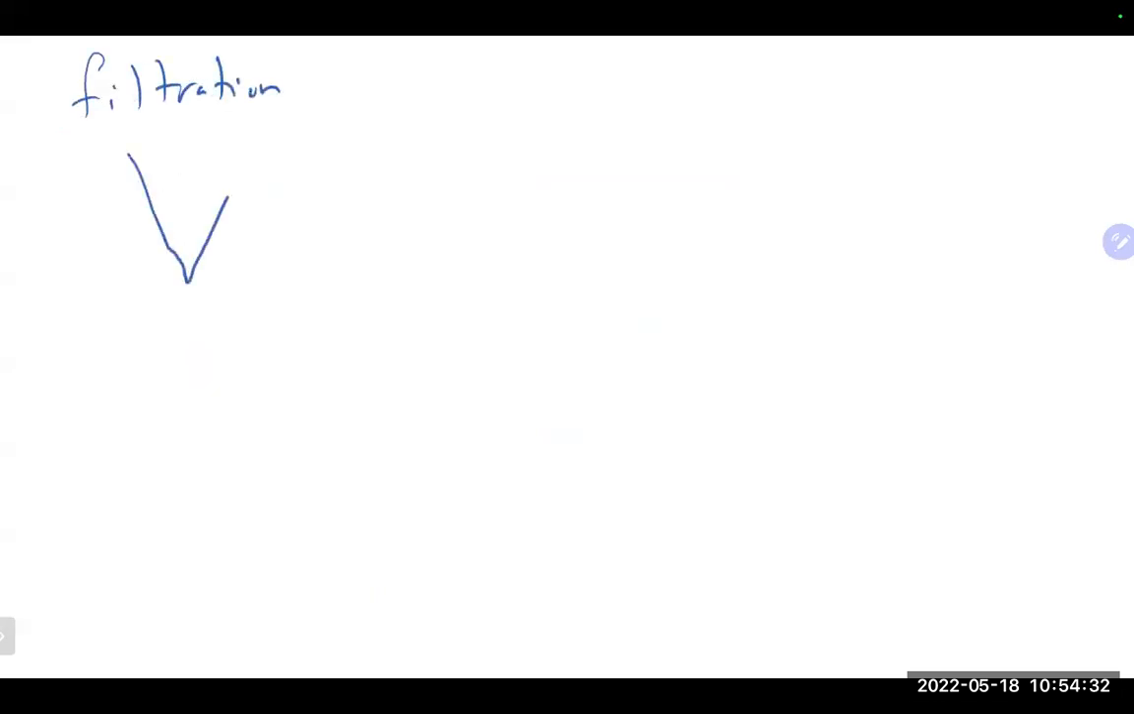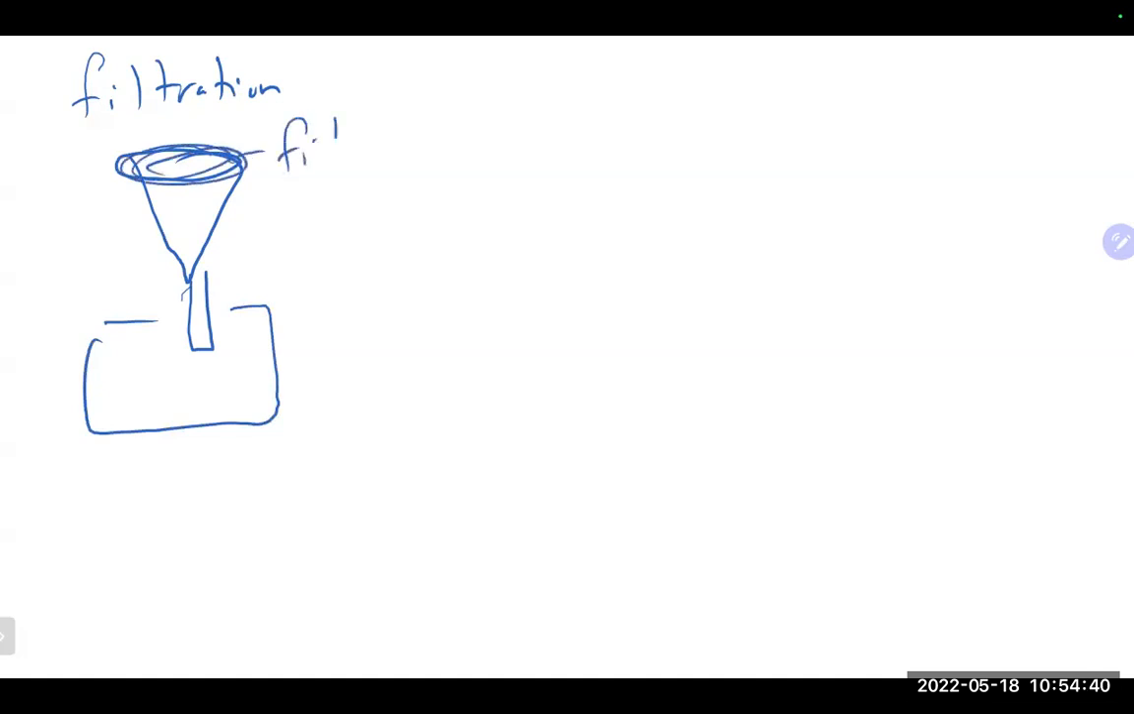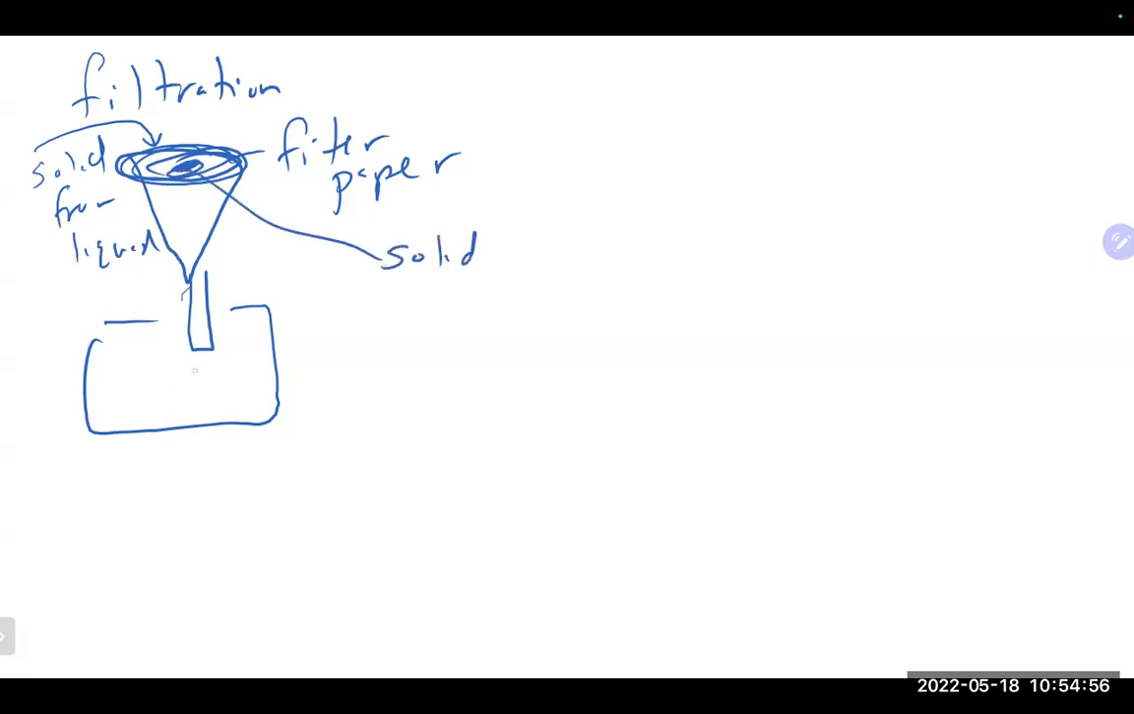Filtration is where we can take a funnel, with something underneath it, and put some filter paper in there. Filtration is a great way to separate out a solid from a liquid. If we took our sand, the solid would end up on the filter paper, and the liquid would go through. So with sand and water, we would end up with the sand on the filter paper, the water would go through, and we've now separated those into their original components.